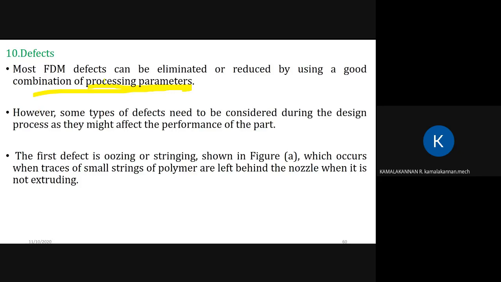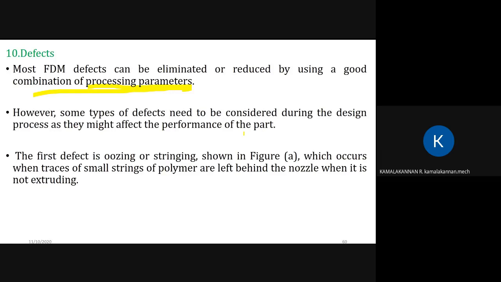However, some types of defects need to be considered during the design process, as they might affect the performance, and this is what we are looking at. Depending upon the working of the technology, we have to consider them during design itself, or else there might be a probability of making some errors in the printing.